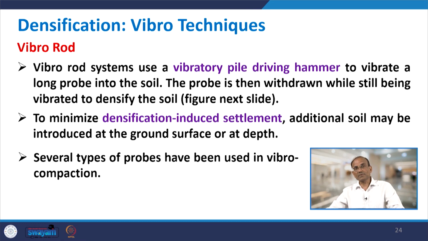So, this was about vibro flotation, which is used for horizontal vibrations. And then vibro rods, which we discuss now, are used for vertical vibrations. Vibro rod systems use a vibratory pile driving hammer to vibrate a long probe into the soil, and the probe is then withdrawn while still vibrated to densify the soil. To minimize the densification-induced settlement, additional soil may be introduced at the ground surface or at depth. Several types of probes have been used in vibro compaction.